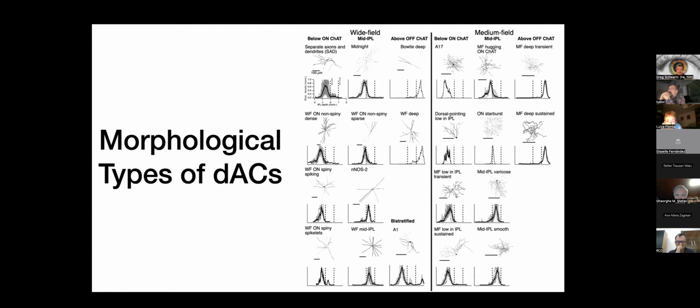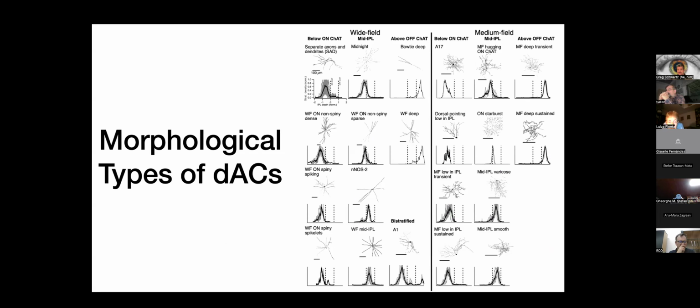So here's our summary slide on the morphological diversity of these displaced amacrine cells. Here's the 21 types, and you can look at them for a moment at how interestingly diverse they are. Even more so when you really zoom in. Some of these have varicosities that you can actually see in light microscopy. Some of them don't. Some of them have twisty dendrites with sort of smooth branch angles. Some of them have really sharp branch angles.